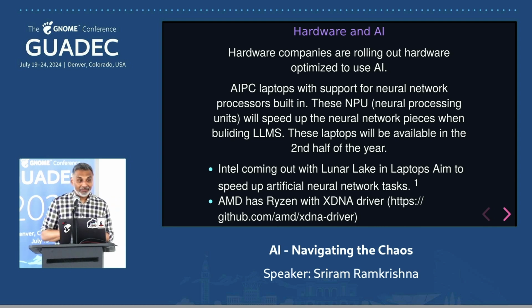Hardware: by December, we're going to see AI PCs. They're going to have NPUs, neural processing units, which are the ones that handle the math of neurons, so the CPU can offload it. Intel has Lunar Lake in laptops to speed that. AMD has Ryzen with XDNA drivers and so forth.